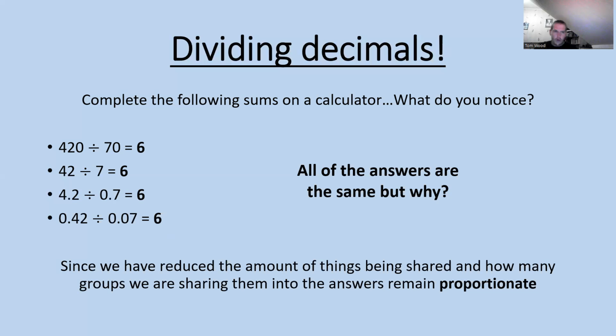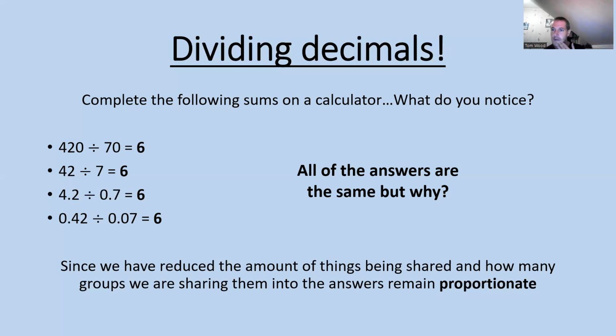So what's happening here then, and this is the key point with our division, is that with our top question, we have 420 divided by 70 is 6. What we've then done is we've reduced the amount that we have by 10 times. We had 420 bouncy balls, and we've divided it by 10, and now we've only got 42. At the same time, instead of sharing those 420 bouncy balls with 70 people, we're reducing that by 10, and we're only sharing it with 7. So we have the same sum.